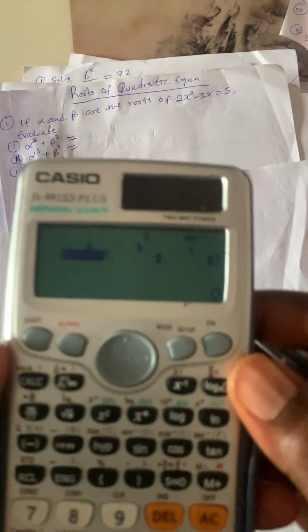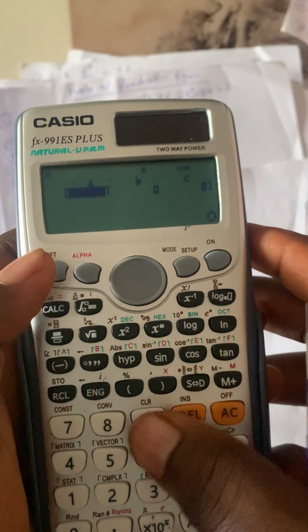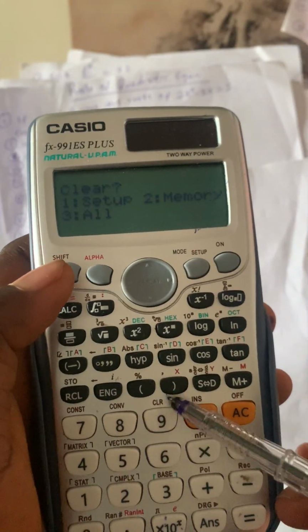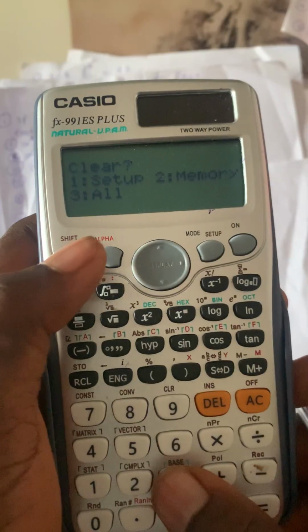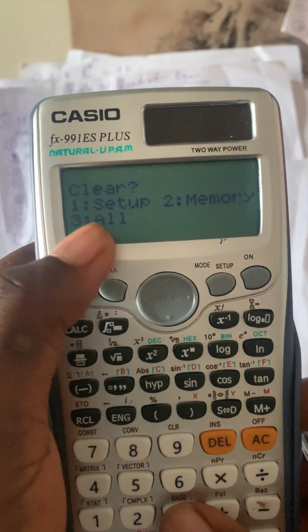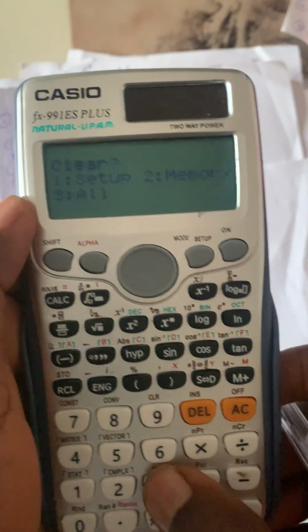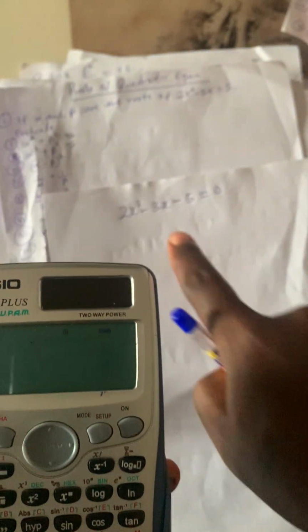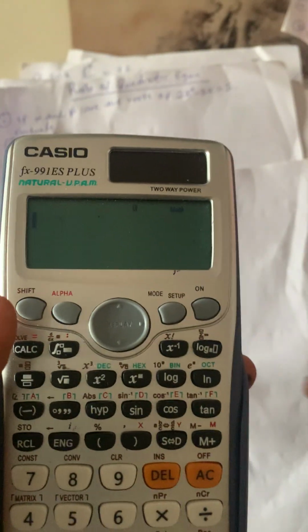So the first thing you will do is clear your calculator. To clear this calculator, you press shift 9, because clear is on top of 9. Then it will ask what you want to clear. Tell it you want to clear all, which is number 3. I'll press 3 and then keep pressing the equal sign. It has cleared.